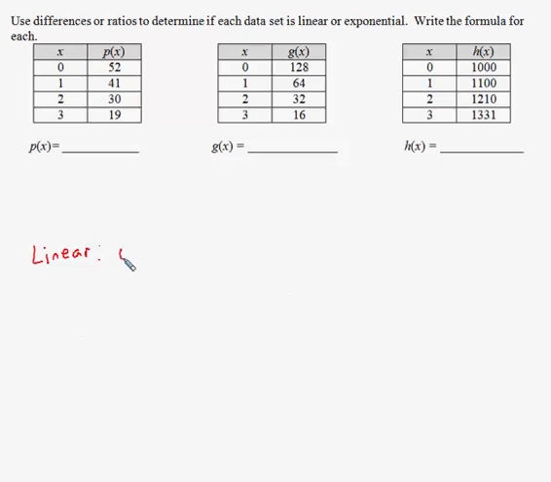So for linear, we would want to write the equation as y equals mx plus b. So we would have to identify the y-intercept b and its slope. If the data came out to be exponential, then we would be looking for a common ratio, and the equation would be of the form y equals ab to the x.